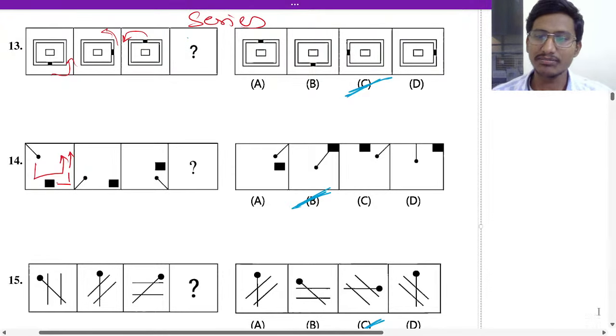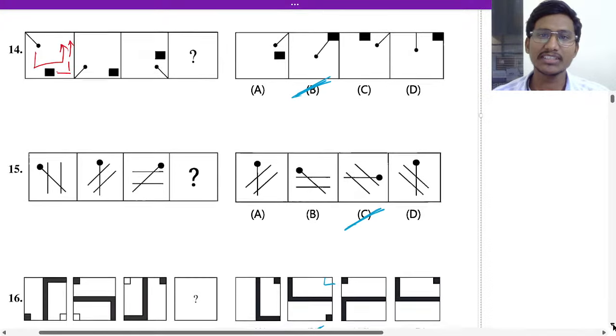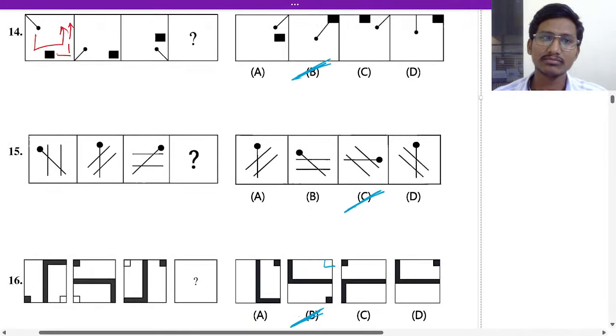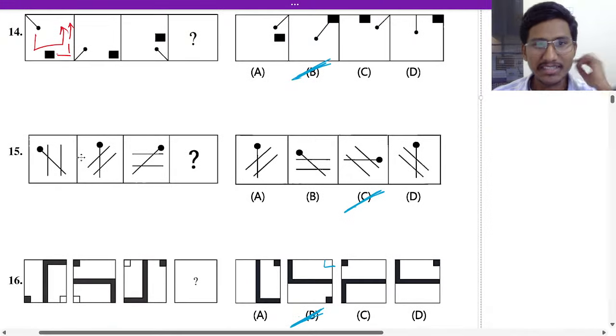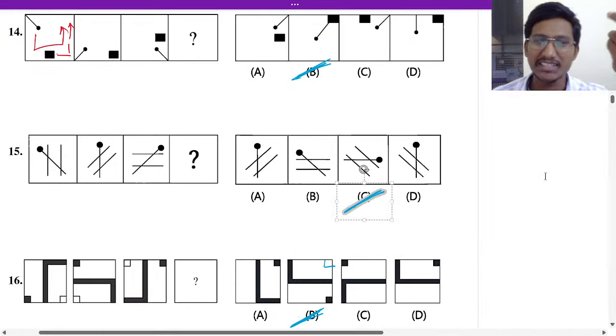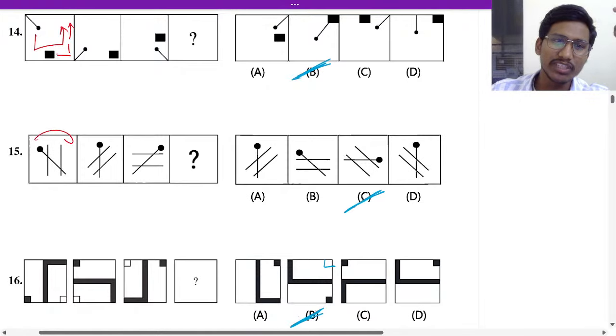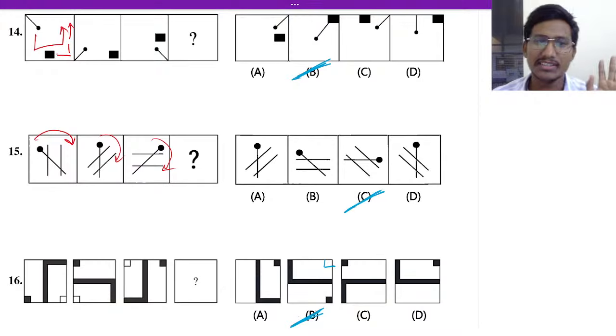Now tell me the 15th answer. What is the 15th answer? Okay, so the 15th answer is option C. Very easy. Just what you have to do, rotate it, right? If you rotate it, you will get the answer. Option C is the answer.